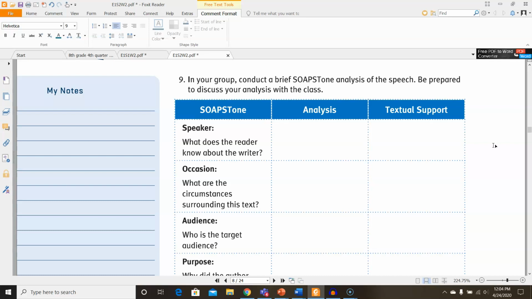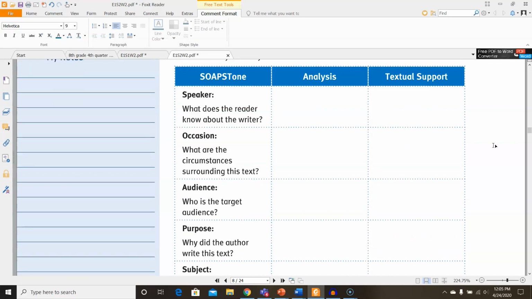So, for one, you know that he was president of the United States. You know that his mom got him up early. You know he spent part of his childhood in Indonesia. Things that you know about the speaker go in that analysis box, and then textual support would be direct quotes from the text to show those things.